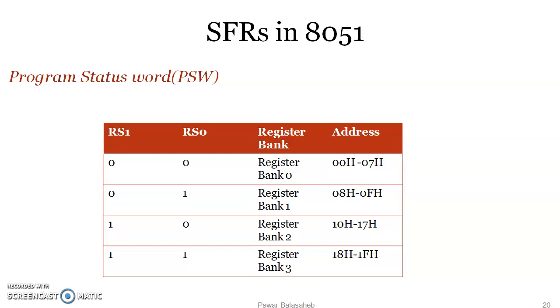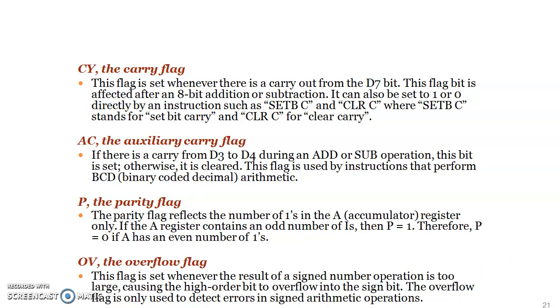These are RS0 and RS1. Just now I told you that if these 2 bits are 00, bank 0 will get selected, that is addresses from 00 to 07. 01, bank 1 gets selected, 08 to 0F. 10, bank 2 will get selected, addresses 10H to 17H. And for bank 3, both the bits should be 1, 1, then addresses 18H to 1FH will get selected.